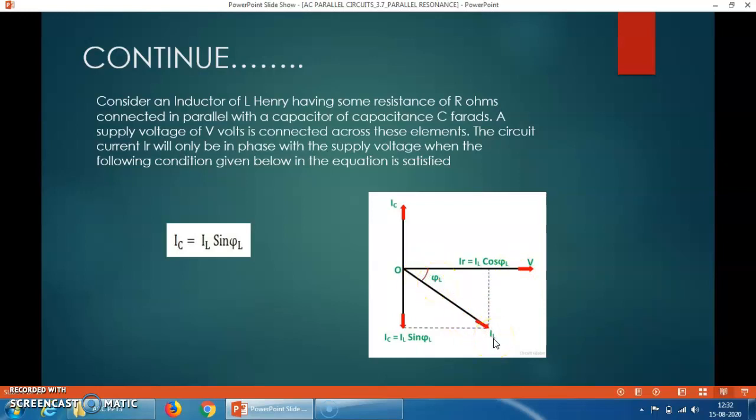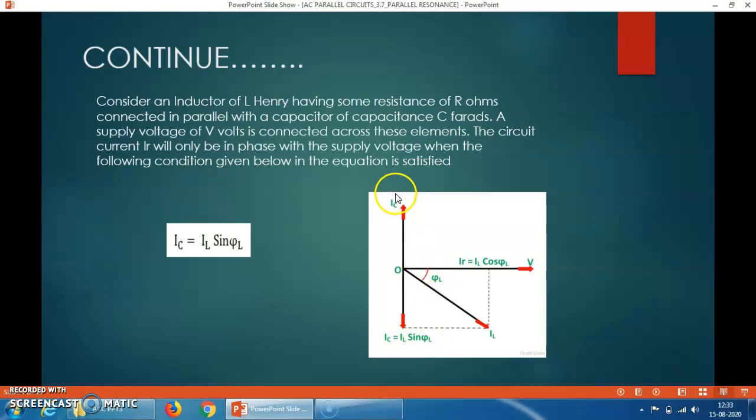Now IL splits into two components. One component is in phase with the voltage, called the active component, IL cos phi L, and another component lags behind the voltage by an angle of 90 degrees, called the reactive component, IL sin phi L. So draw the parallelogram. On the minus y-axis you will get the reactive component, IL sin phi L.